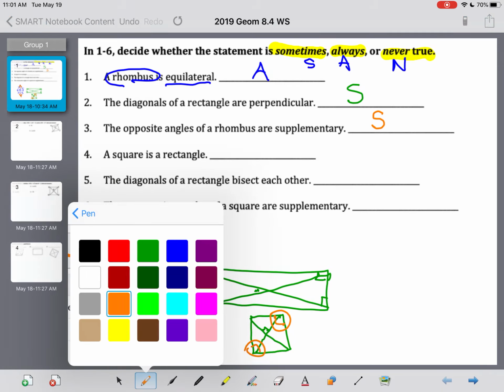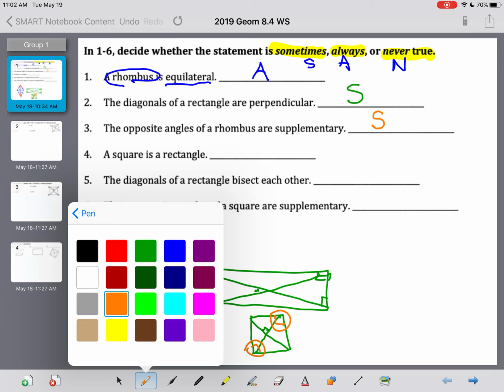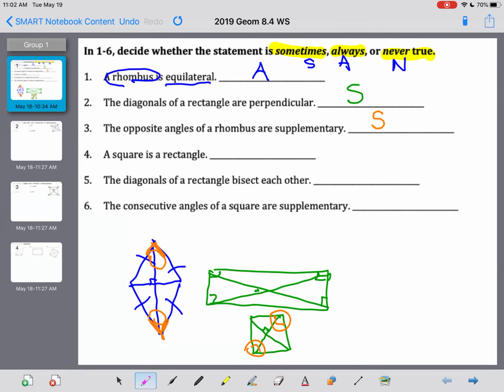Alrighty, I'm going to switch colors. A square is a rectangle. So here's a square. And remember, the rectangle has 4 right angles and a square has 4 right angles. So a square is a rectangle is always true.